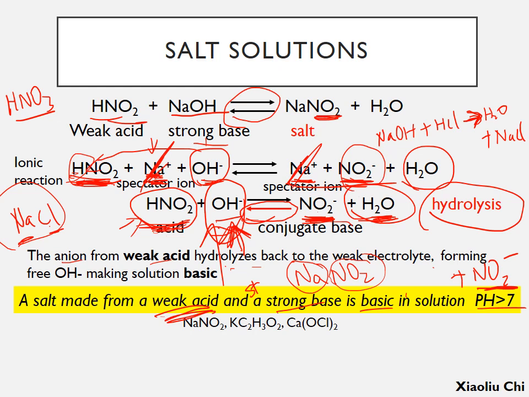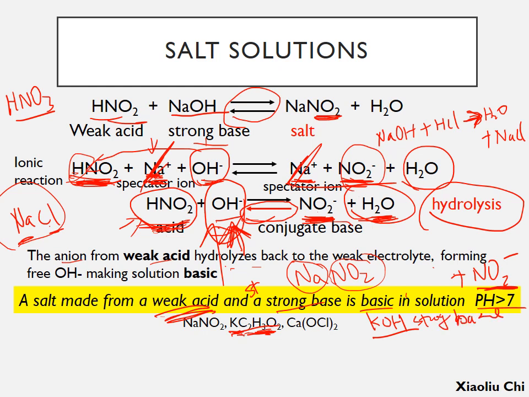So here are some examples. Okay, we already see sodium nitrite. This is potassium acetate. All right. So what are these ions? Where do these ions come from? So potassium comes from potassium hydroxide. That's a strong base.